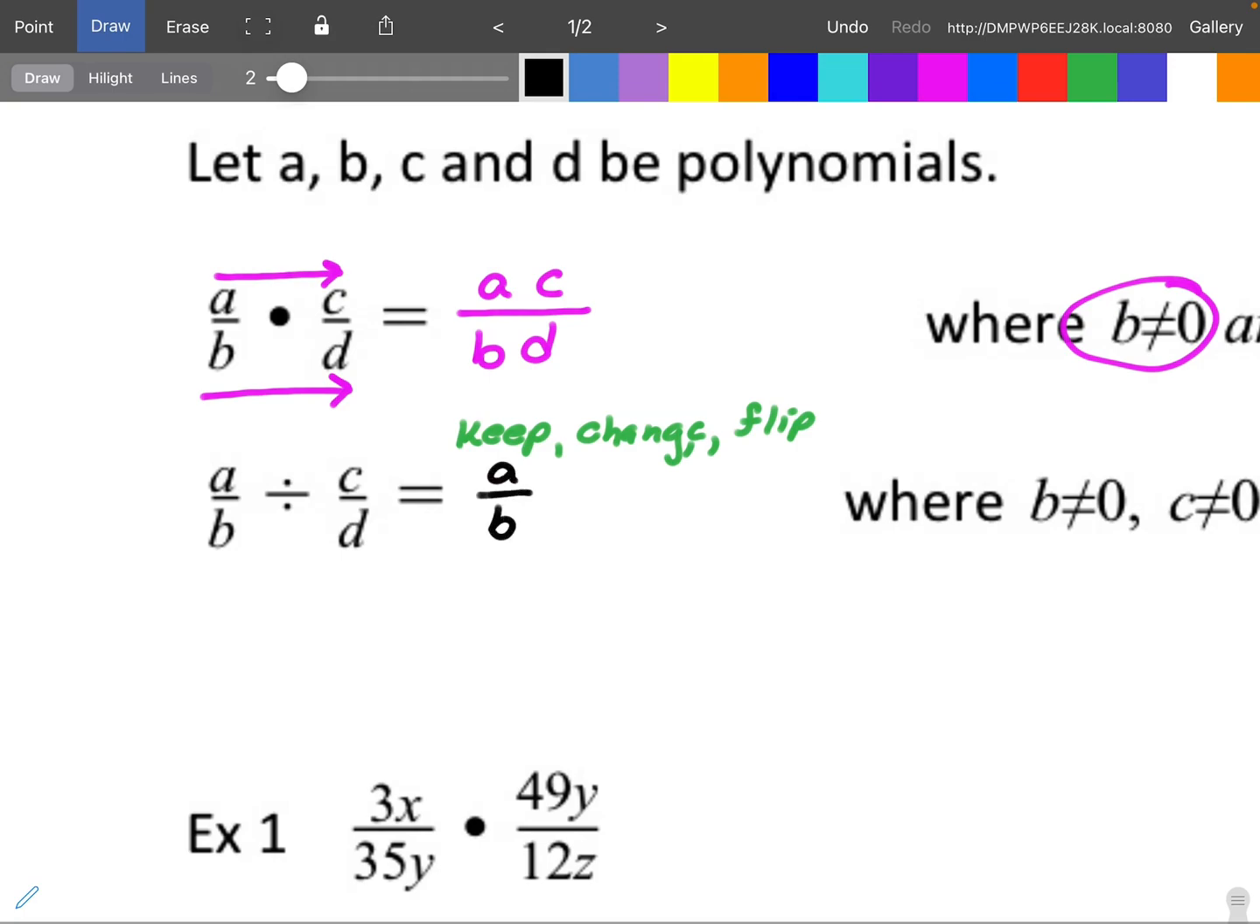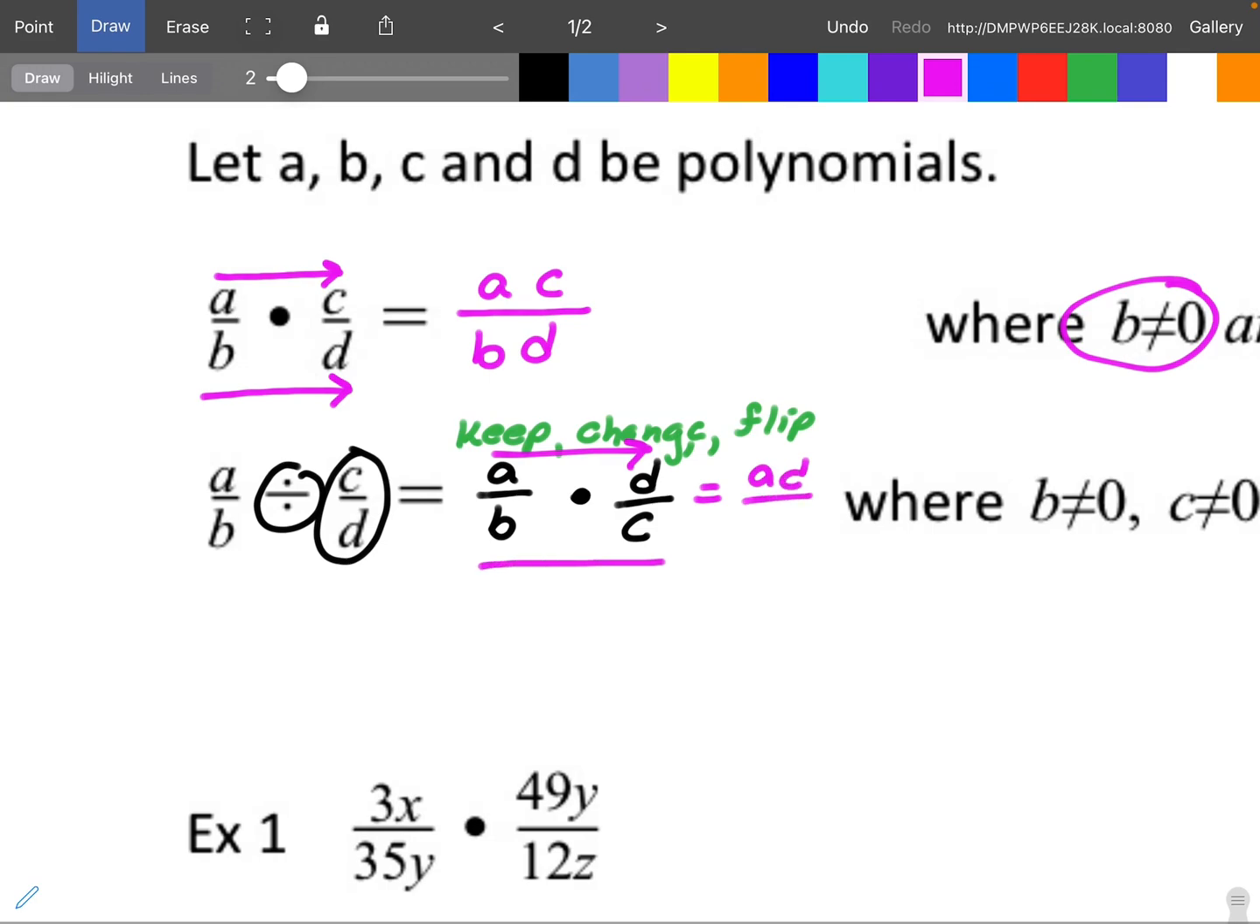So a over b, we're going to keep the same. Change means I'm going to change this division to multiplication. And then flip means we are going to flip the second fraction over. So instead of c over d, it's going to be d over c. And then we just apply the multiplication. So we would multiply the numerators together, which would simply give me a times d. And then we would multiply the denominators together, which would give me b times c.